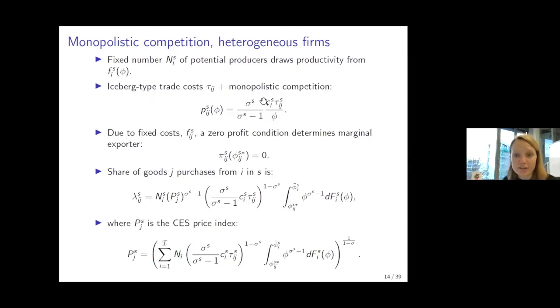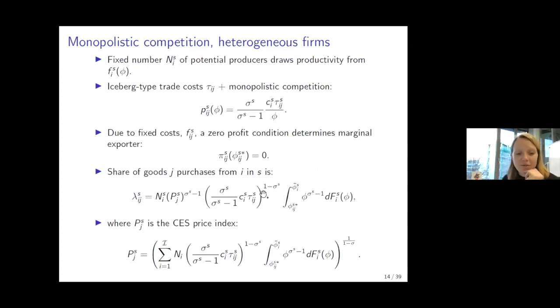Trade is subject to trade costs, and this together with monopolistic competition gives us this classic constant markup pricing that we're well familiar with in our trade models. So we have this constant markup over marginal cost here, defined by sigma, our elasticity of substitution. We have the marginal cost of production, productivity, and here our trade costs. Apart from iceberg type trade costs, we also have fixed cost of exporting, f_ij, and those lead to a zero profit condition that determines the marginal exporter. So the important concept in the Melitz model is that not every firm does export, but only the most productive firms do export. So this is the zero profit condition.